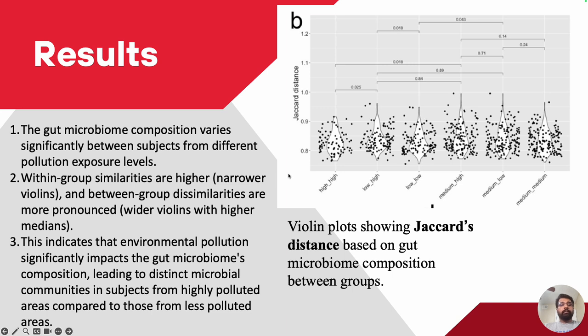So the gut microbiome composition varies significantly between the subjects depending on the pollution exposure level. If you see here from medium to low, there's the highest difference, or distance, between those groups. And within the group, you see a smaller difference. So that's what this graph explains.